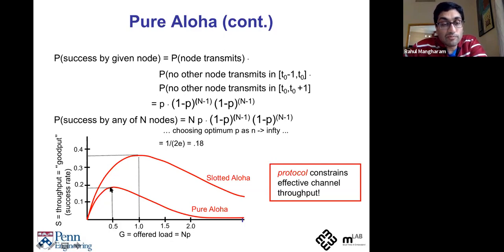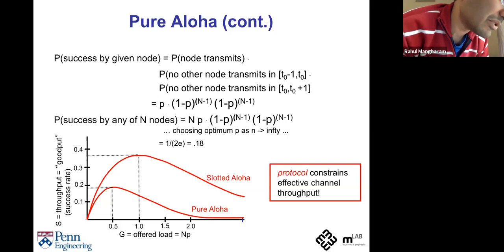That means that the throughput of this network with a large number of nodes can theoretically go up to 18% of the overall network's throughput. That means if I have a 100 megabits per second channel, and I was the only one transmitting, I could transmit at 100 megabits per second continuously.